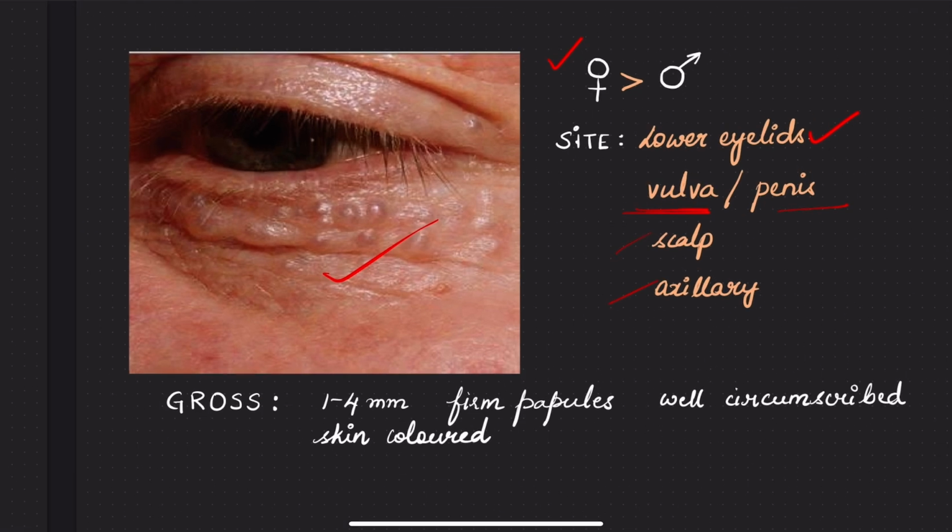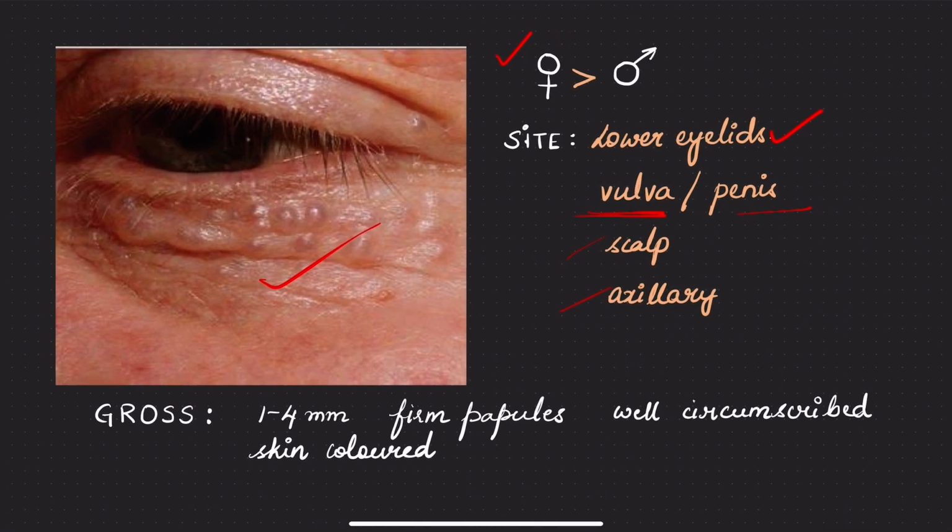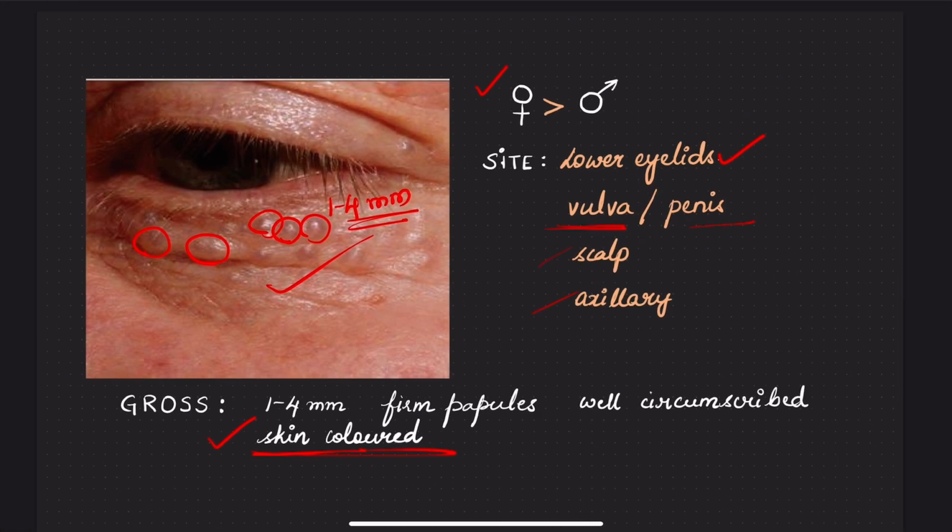Grossly, these syringomas are tiny papules. They are skin colored or flesh colored, and each one is tiny, hardly 1 to 4 mm in diameter, and they are firm papules. They are well circumscribed, well defined papules.